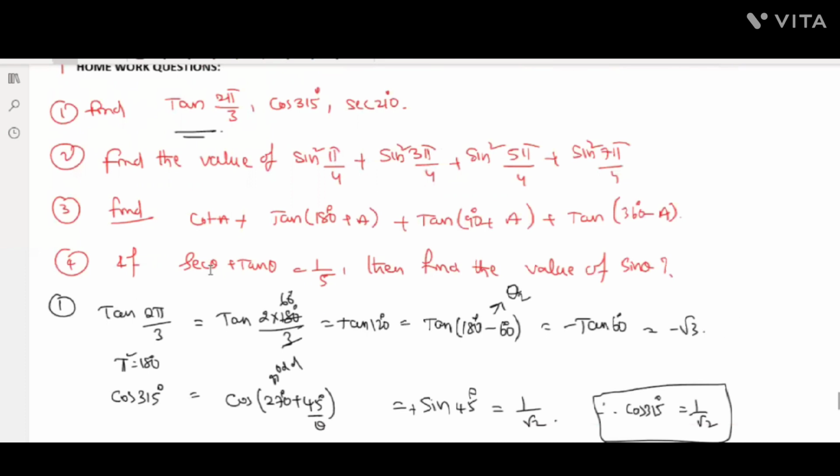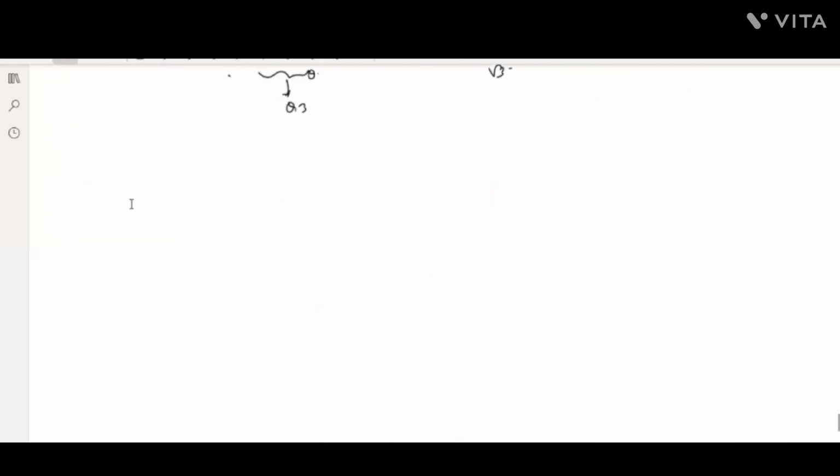Let's see question number 2. Find the value of sine square pi by 4 plus sine square 3 pi by 4 plus sine square 5 pi by 4 plus sine square 7 pi by 4.